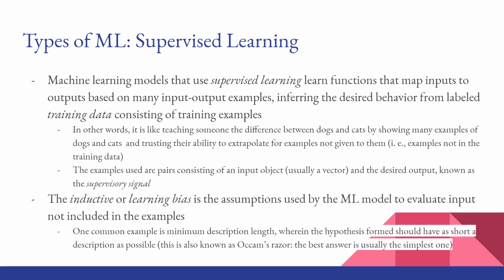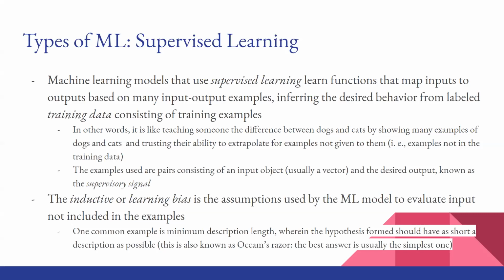So beginning with supervised learning, these types of models learn functions that map inputs to outputs based on the input-output examples given, inferring the desired behavior from labeled training data consisting of training examples. So it's a lot like the Teachable Machine example. Basically we give it images labeled cat and dog that we labeled ourselves, and then by analyzing each one, it learns how to classify them. What exactly in this image makes it a dog, and what exactly makes this image a cat, and how can I use that information for data outside the training set?